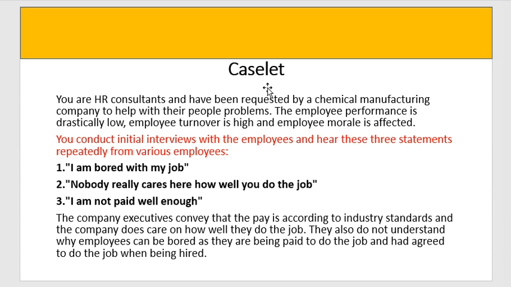And how about the third one? I'm not paid well enough. They say they are paid well enough. You take any salary of any person here, and you will find that they are paid according to industry standards. Whatever the range is in the industry, from the lower to the higher, we would be somewhere in the average. So you can check that out. So these are their arguments. What do you think really is happening here?